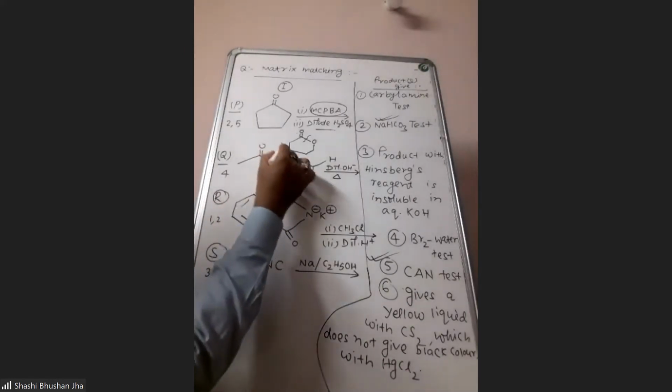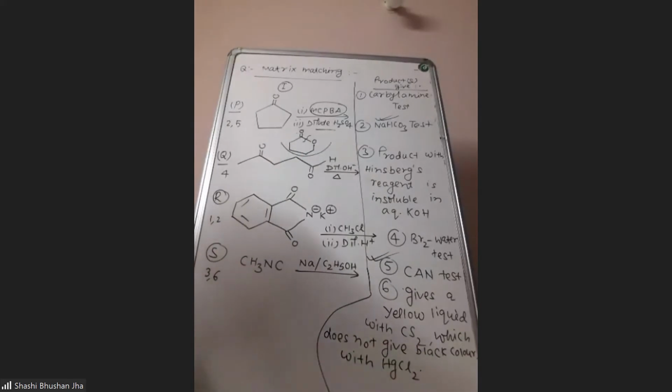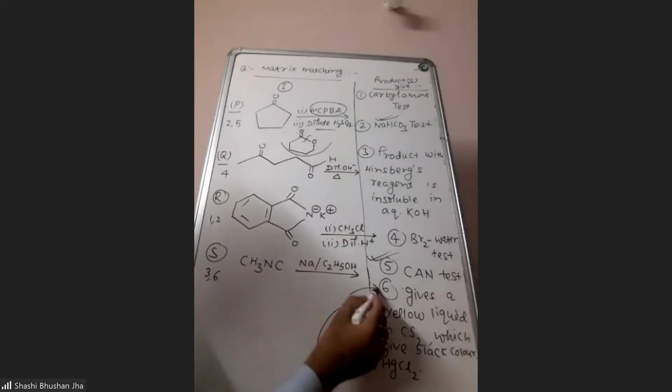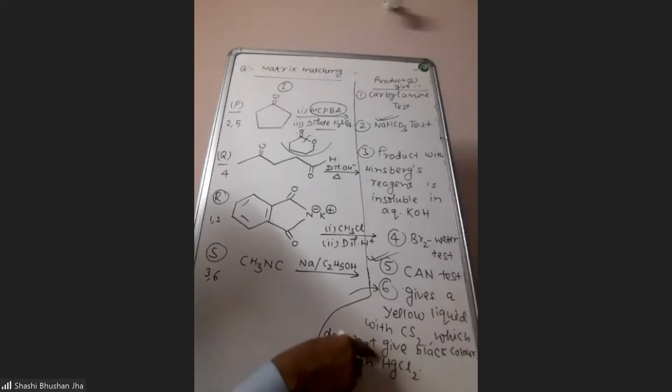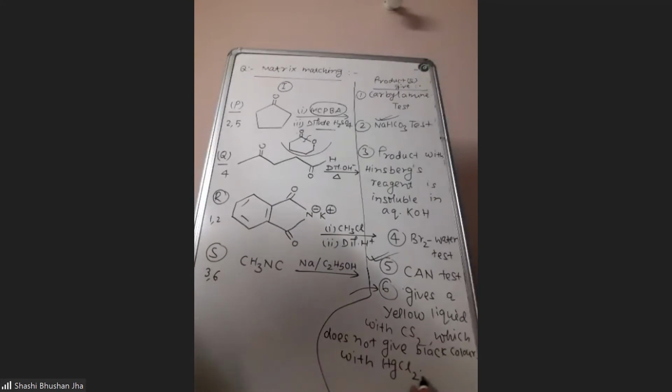Sir, what is the sixth test, sir? Do you remember Hoffmann's mustard oil reaction, which I taught in amines? Yes, sir. This comes in that only. If you have a primary amine, the product will give that black precipitate with mercuric chloride. If you take a secondary amine, it does not give. So whatever is written here is for secondary amine. Yes, sir.